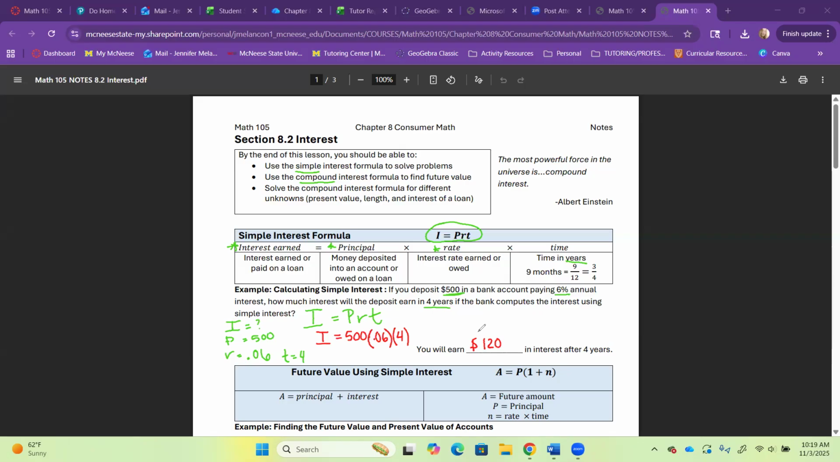So if the account earns $120 in interest at the end of that 4-year period, this isn't part of the question, but at the end of the 4 years, how much money will we have? That would be the original amount that we put in plus the $120 that we earned in interest, which the bank paid us to hold on to our money. And then we would have a total of $620 at the end of the 4-year period. So that's kind of how the interest works.